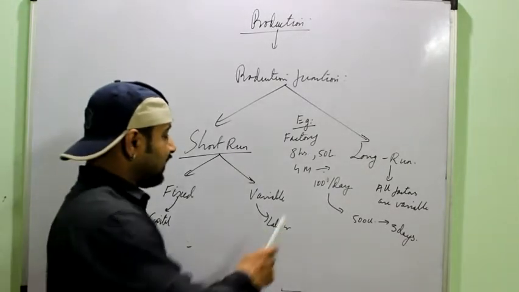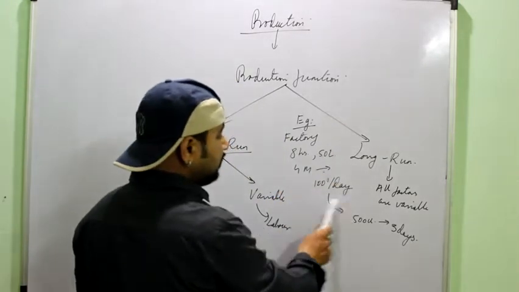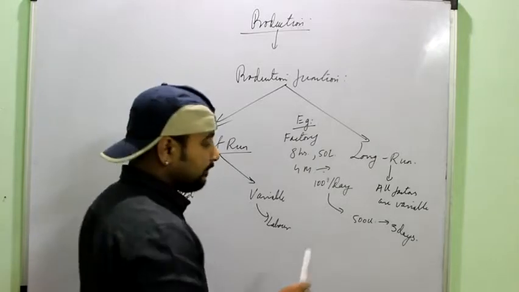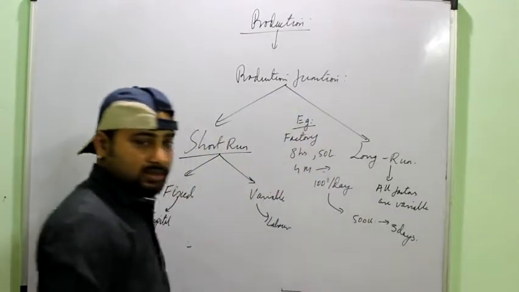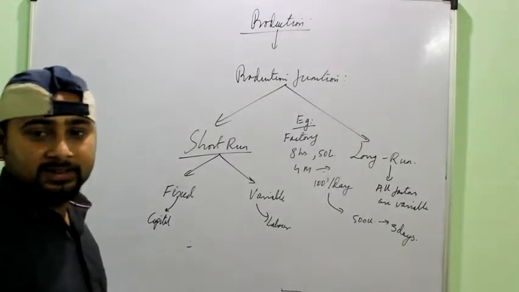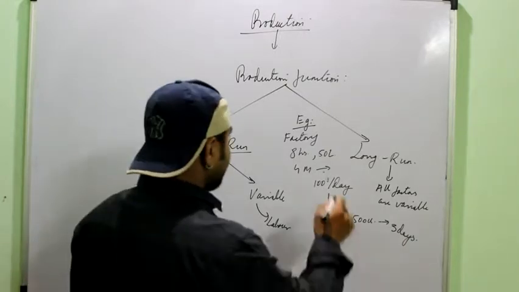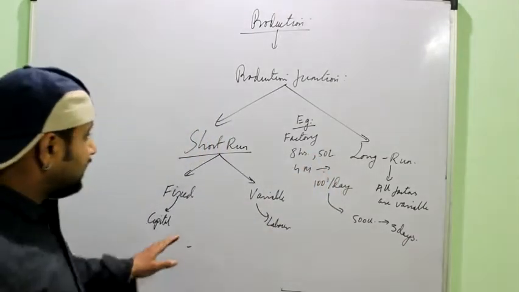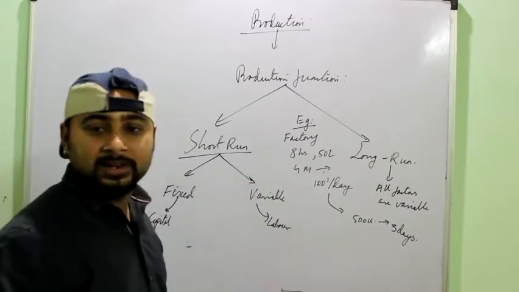A factory working 8 hours a day with 50 labor and 4 machines and producing 100 units per day gets an order of 500 units to complete within 3 days. Now, do you think that this order can be fulfilled? Can it be fulfilled? Yes, it can be fulfilled, right? There are two ways. Either I bring more machines or I bring more labor, right?